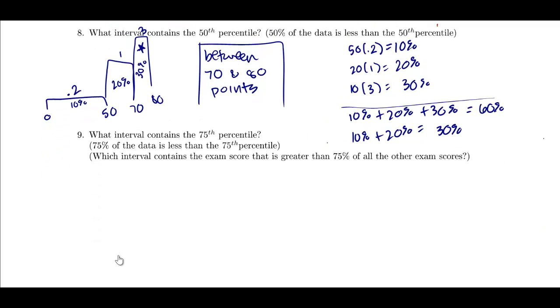And number 9, what interval contains the 75th percentile? Or in other words, 75% of the data is less than the 75th percentile. Or we could ask, which interval contains the exam score that's greater than 75% of all the other exam scores? So we're going to do the exact same thing.